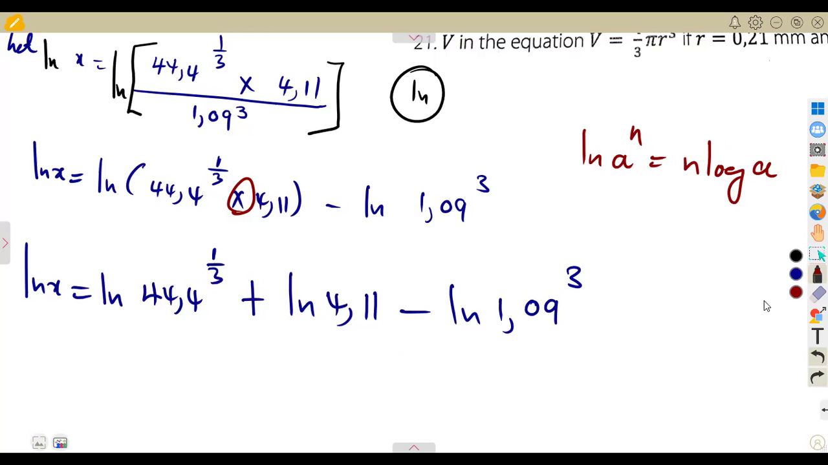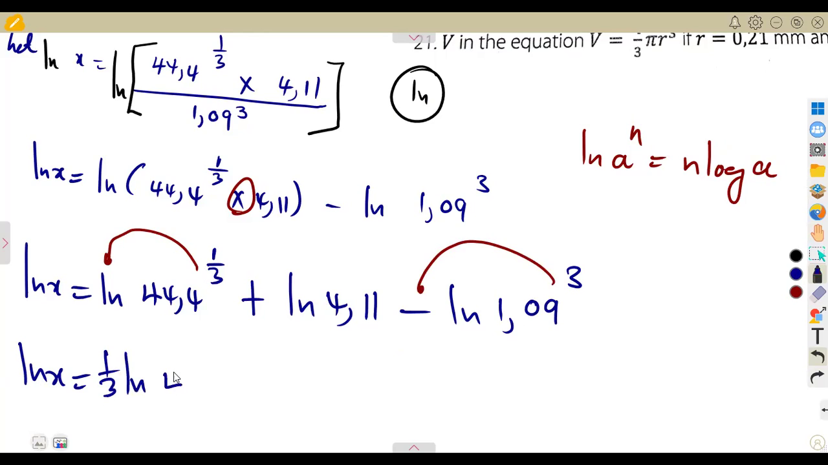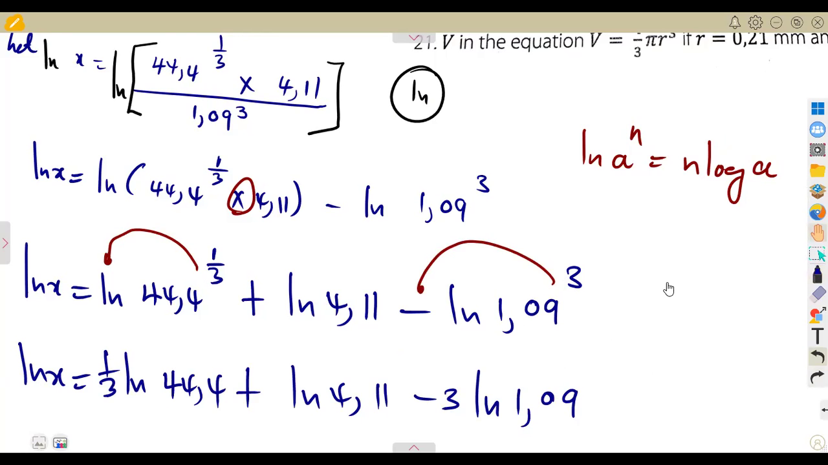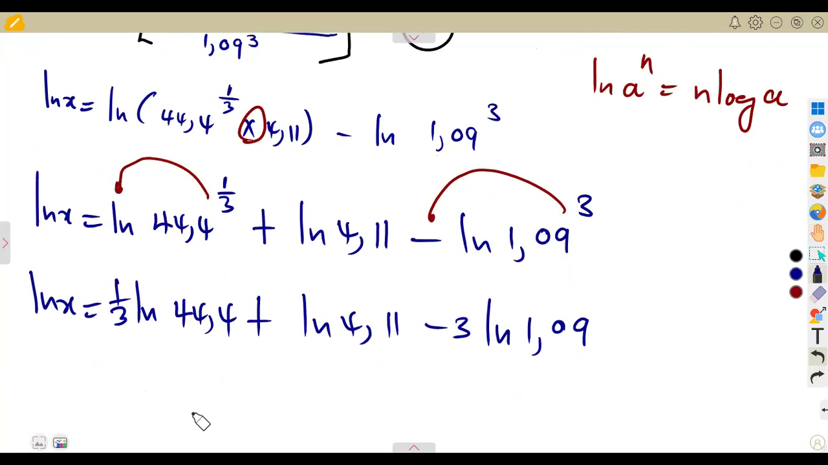So meaning to say this can be simplified as the ln of x is equal to, I'm going to drop this exponent here, drop this exponent here. So this is going to be 1 over 3, the ln of 44,4 plus the ln of 4,11. So this is ln 411 minus, drop the exponents, is going to be minus 3, the ln of 1,09. So with this, we can simplify each and every part.